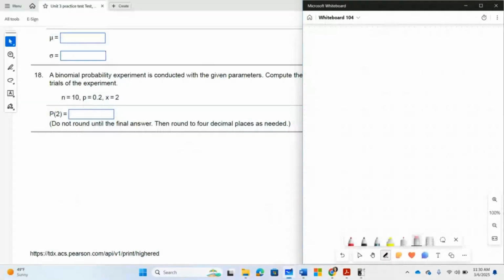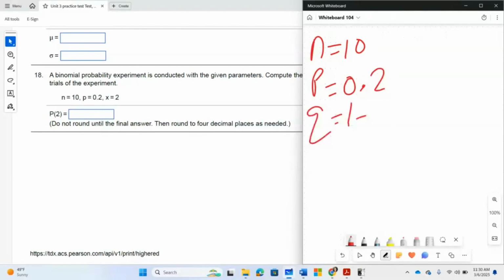Okay, so what I'm going to do is find what n is. n is given to me to be 10. Probability of success is 20% or 0.2. If probability of success is 20%, then failure will be 1 minus 0.2, which is 0.8, and then the random variable x is equal to 2. Whenever it is equal to, I am doing binomial PDF.